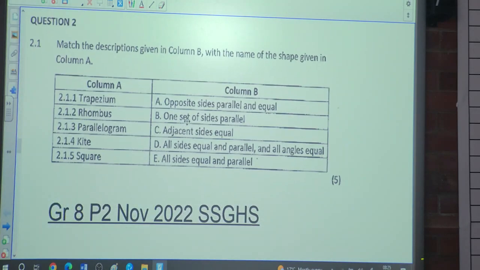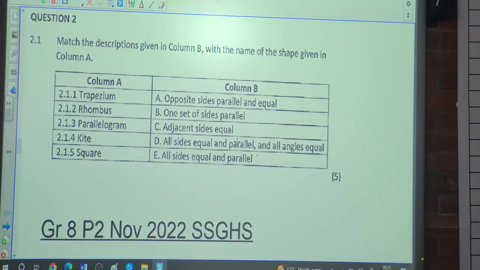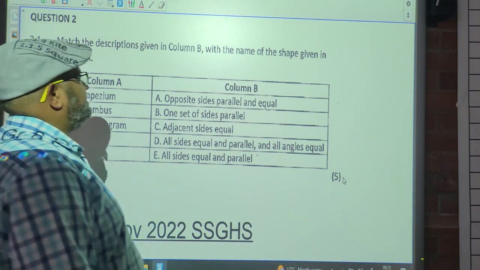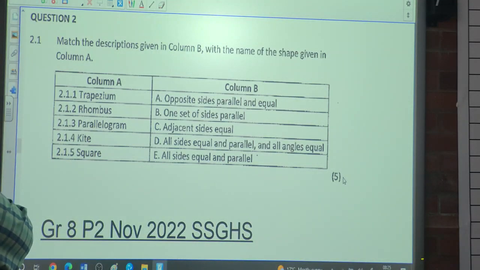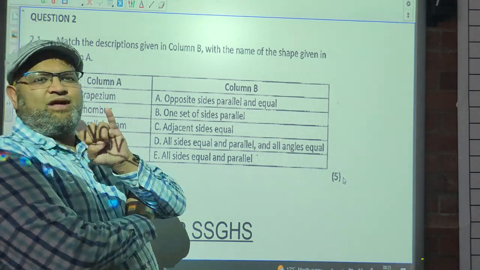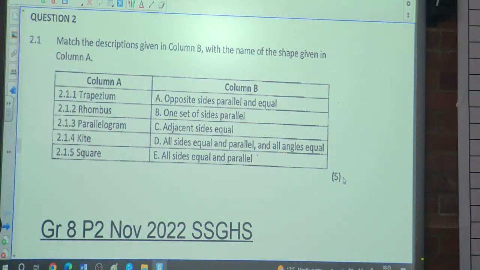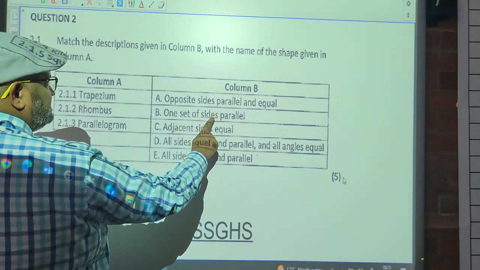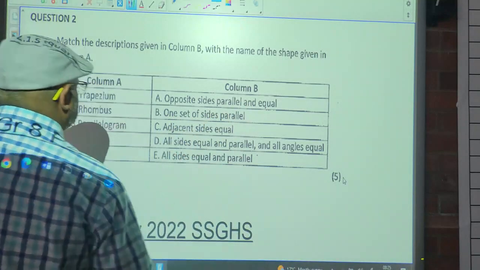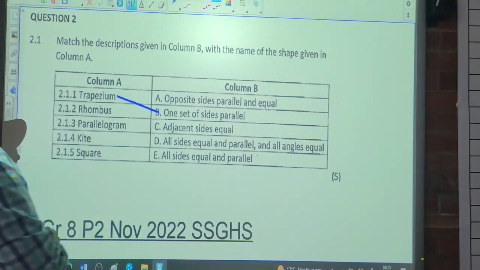Now we're going to question 2. Match the description given in column B with the name of the shape given in column A. Trapezium. What are the properties of a trapezium? It has one pair of opposite sides parallel. Alright. One set of sides parallel, yes. So that is B.